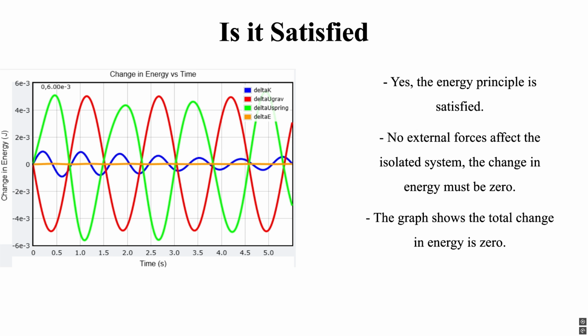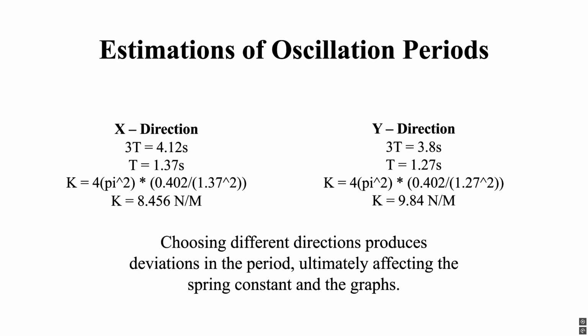We can determine that the energy principle is satisfied because no external forces affect the isolated system and the change in energy is zero throughout the model, as can be seen in the graph. These are the estimations of the oscillation periods of the x and y directions. It was determined through the calculations that choosing different directions would produce deviations in the period, ultimately affecting the spring constant and the graphs.